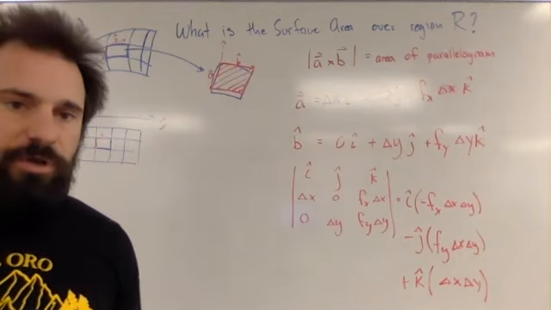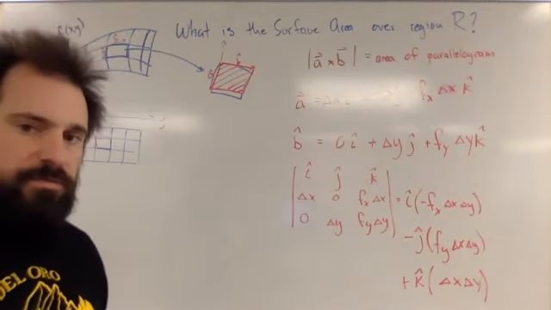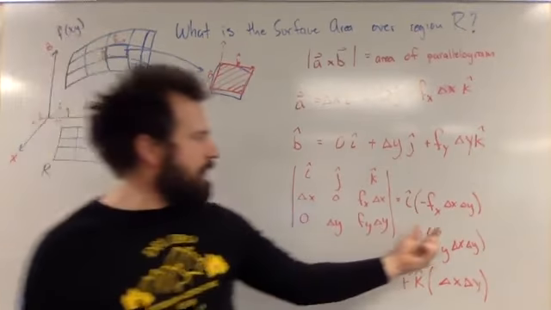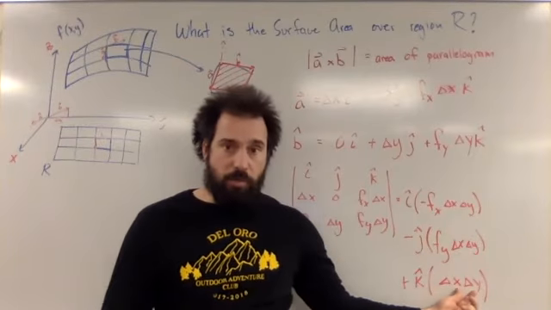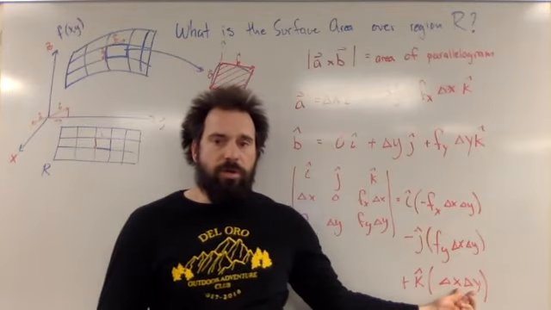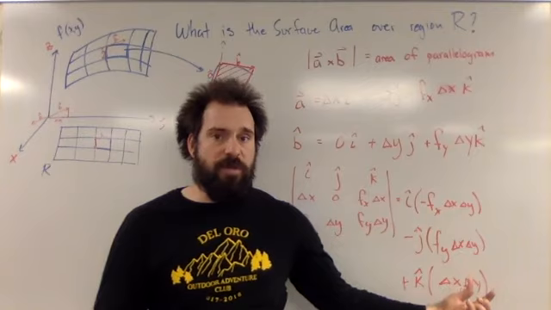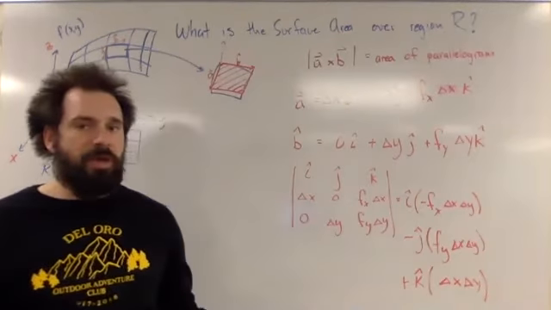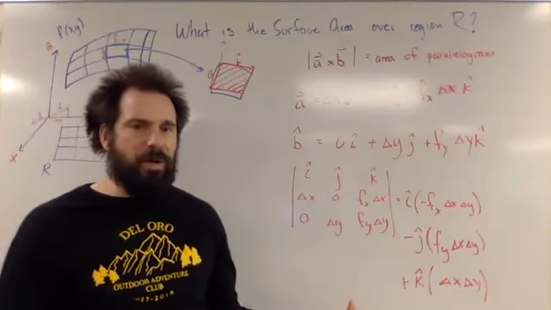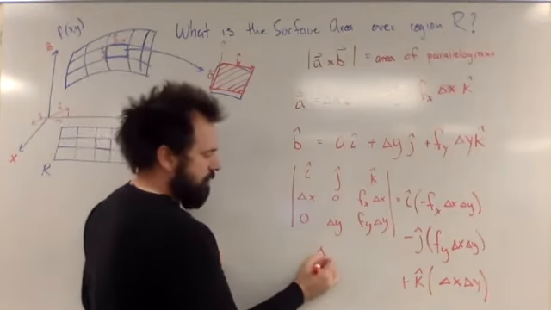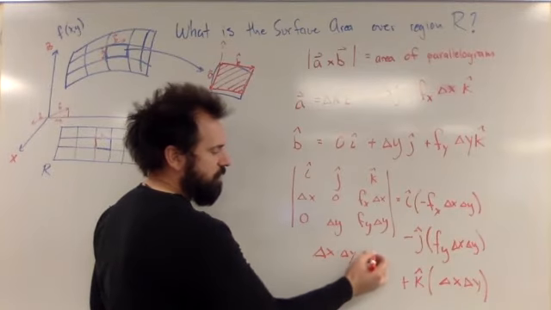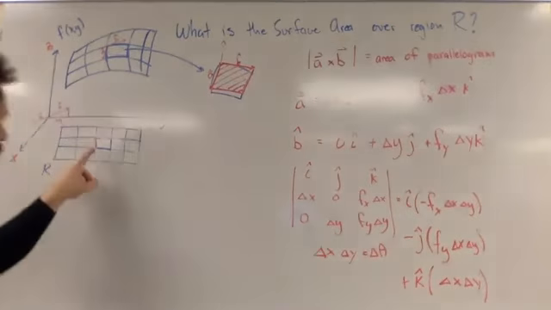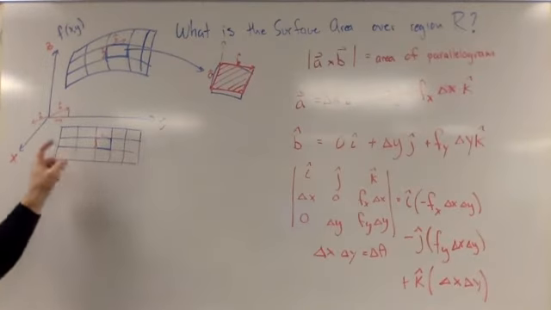What I want you to notice is when I write it out like this, all of these have a delta x, delta y, delta x, delta y, delta x, delta y. It looks like a common factor, so I could take those out. And what did we say delta x, delta y was equal to? We said delta x times delta y. That's what we called delta A. That's just the area of each of these little tiny rectangles here, right?